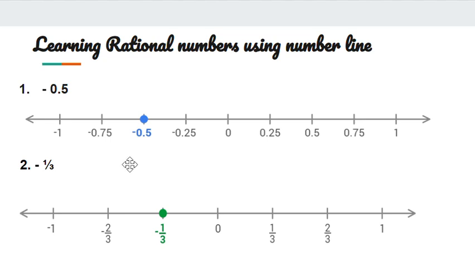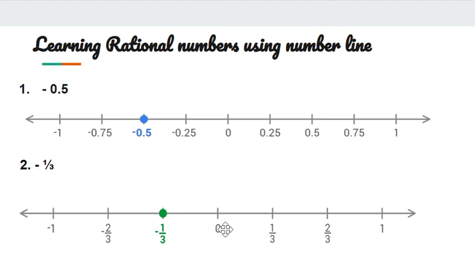Let's move on to number 2. Negative 1 by 3. We know negative is like a slash, so we know it's a negative number and it's a fraction number. So we found a clue that it is a fraction number. So your number line should be fractions. The first thing we need to understand is whether it is a fraction or a decimal, like here, okay?